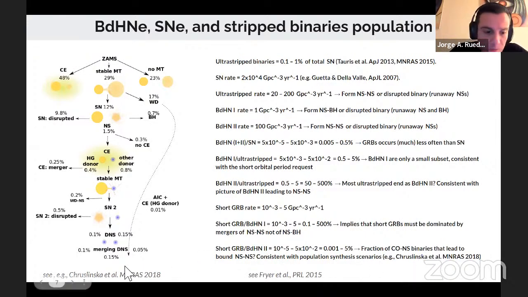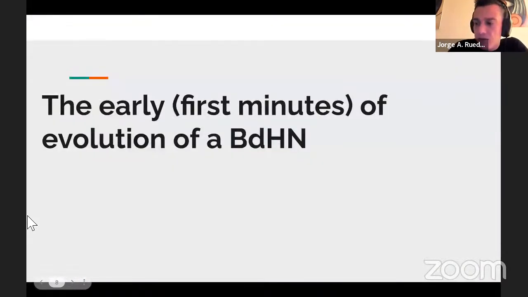I quote here only one paper, but there are actually many, in which they have a binary evolution scenario similar to our scenario. In their case, focusing on the formation of double neutron stars. So these numbers are interesting, but we have to move to the simulations.